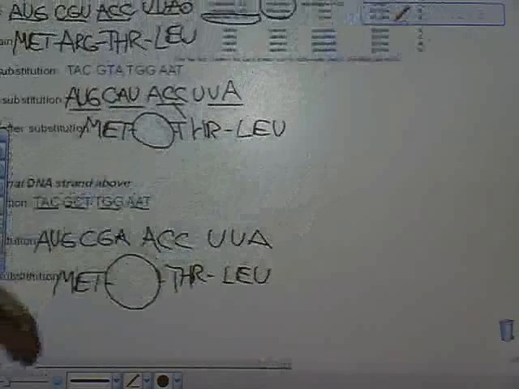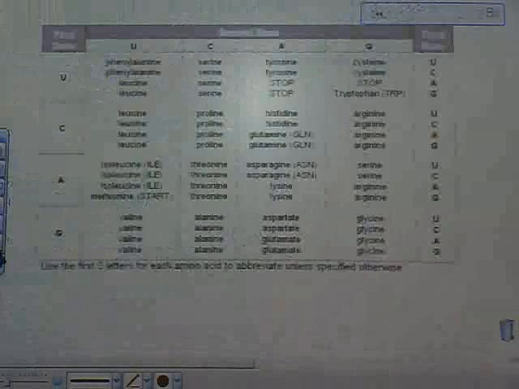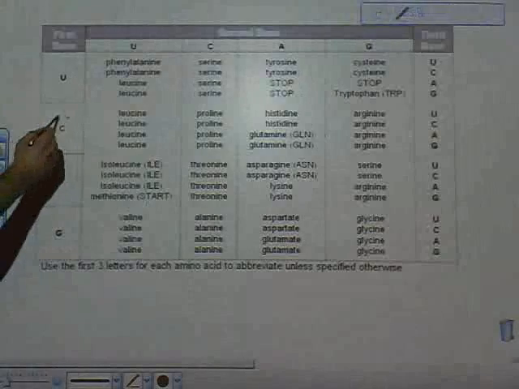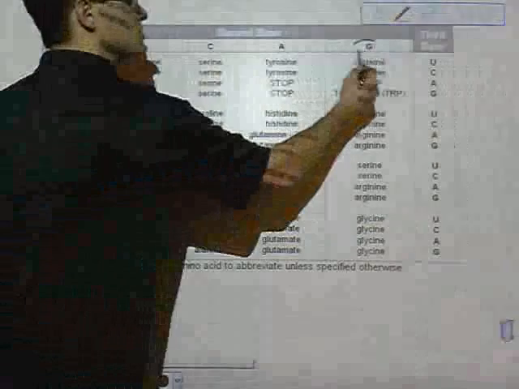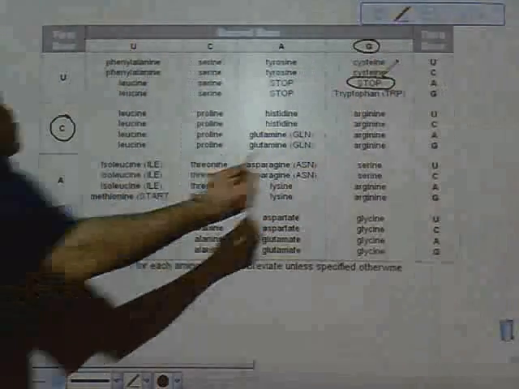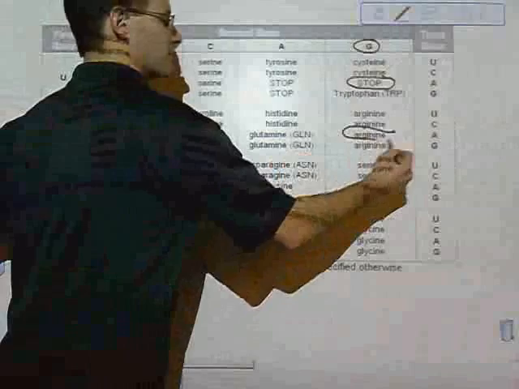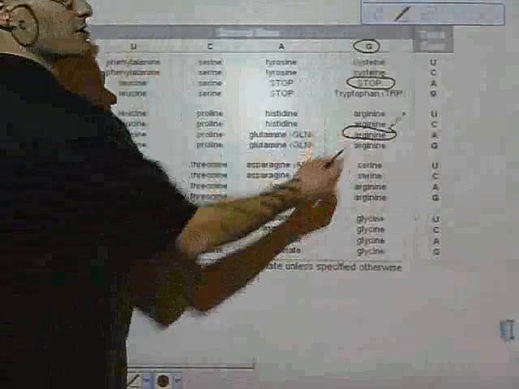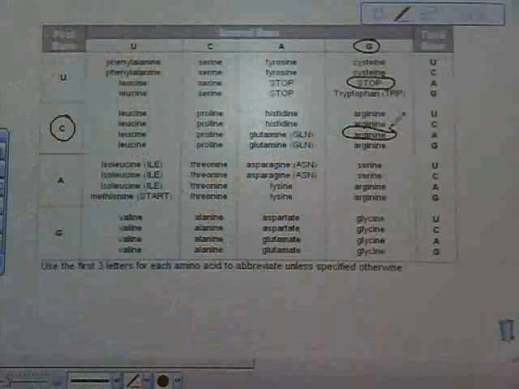Okay, when we take a look at CGA in our codon chart, I'm going to go back a page so it's a little easier to see. CGA in our codon chart is going to code for arginine, pirate's favorite amino acid.